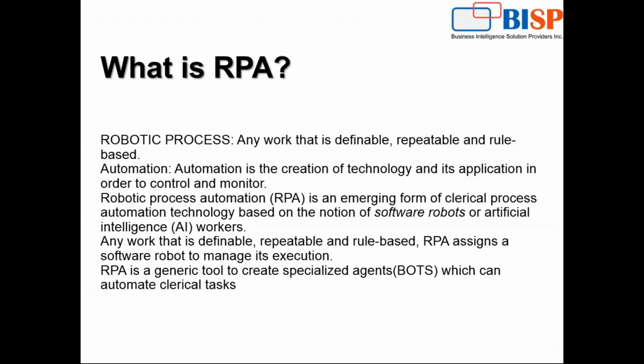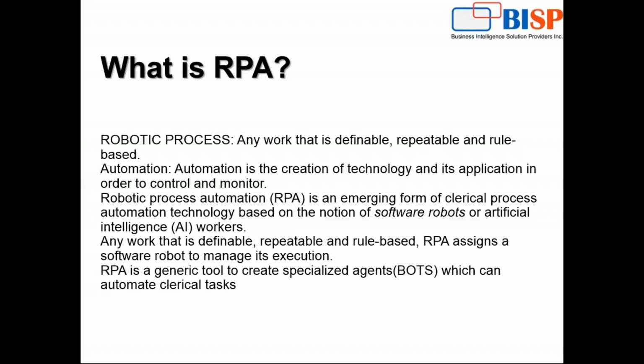Now, what is automation? It is the creation of a technology that will help you do your task automatically. Whatever task needs to be done, we create a technology for that, and that process will be done automatically. If a process is done automatically, what is it called? Robotic process automation. So basically, RPA is an emerging form of technology wherein we are automating all the clerical processes in the industry, and we're helping the industry do those robotic or clerical processes more efficiently and faster.